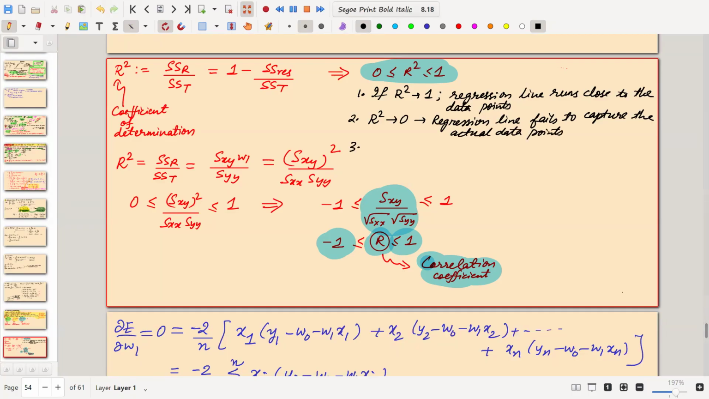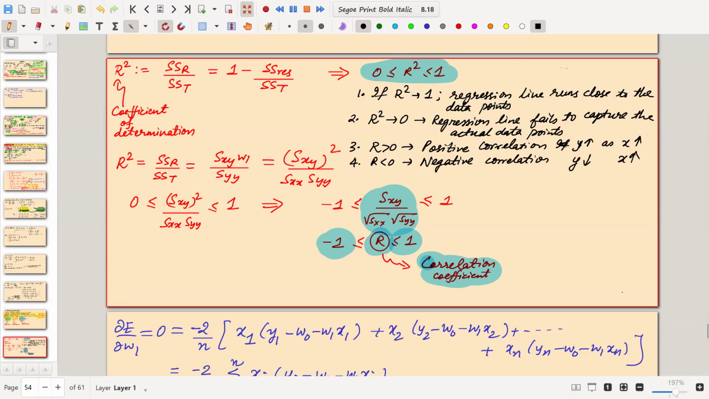Okay. Third, if R is greater than 0, it is known as positive correlation. That means y increases as x increases. If x is increasing, y will also increase. Fourth point, if R is less than 0, it is known as negative correlation. That means as x is increasing, y will decrease.